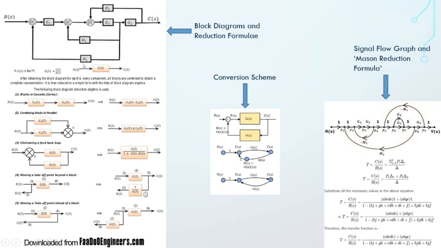For any given loop or mini loop, C of S is equal to G of S multiplied by R of S, such that the gain or the transfer function for this path is G of S, given as C of S over R of S. Now, these are the resultant formulas. You can look at them briefly. For a forward path, the path gain is, you just multiply these two. And that's what you have here.